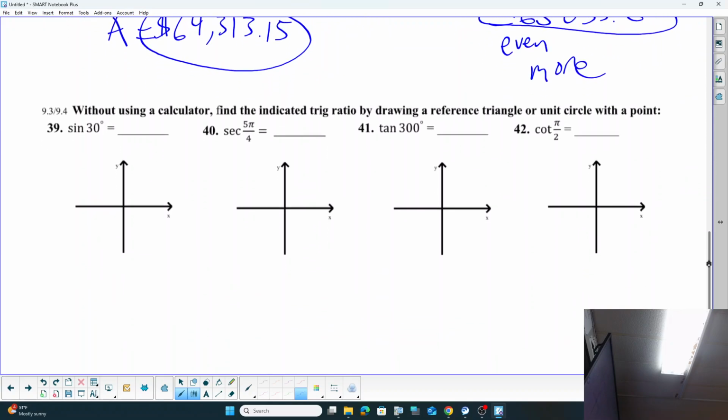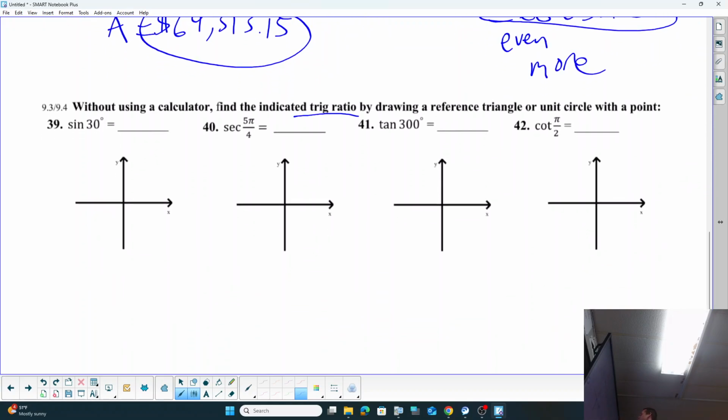Do you remember without using a calculator how to find the indicated trig ratio by drawing a reference triangle, or using a circle with a point? So 30 degrees is about here. Remember how to do it? So then 30 degrees is about there. So we say opposite, adjacent, hypotenuse. Do you remember what 30 degrees is? So 30 degrees has a side length equal to 1, adjacent equal to radical 3, and hypotenuse equal to 2. 30, 60, 90.